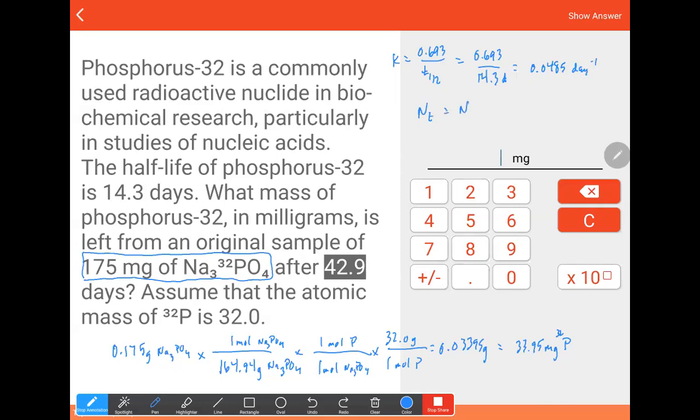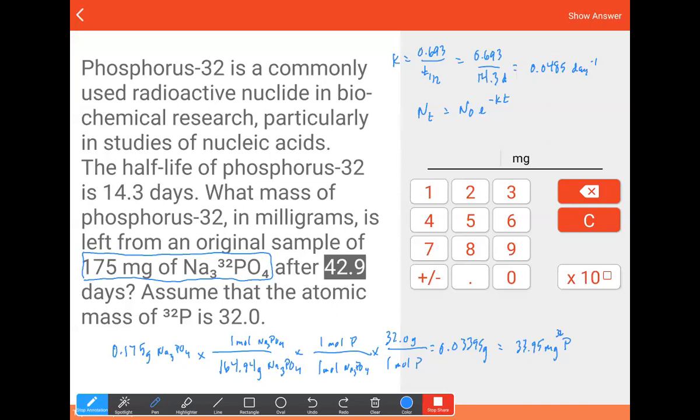Now I'm going to use my equation: N_t equals N_0 e to the negative kt. I've got k, my time is 42.9 days. So I see that I start with 34 milligrams. I've done 14, 28, about 3 half-lives here. And so I should be down to about 4.24 milligrams.